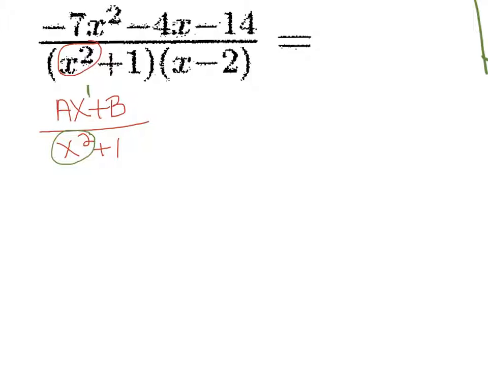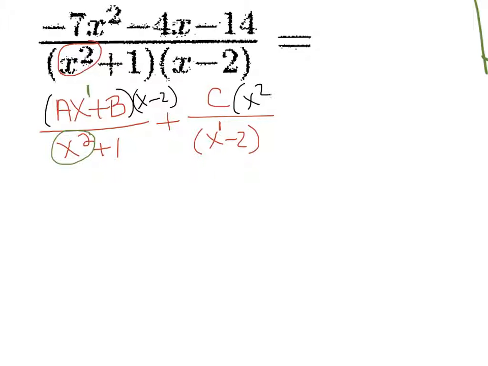Okay. And then we can say plus, and then the other factor was x minus 2. So the numerator here, since this is linear, we could just put a c. You just keep going along the alphabet. Now, what would you have to do to get a common denominator? This is the easy part. In this numerator, we would have to multiply by x minus 2, and in this numerator, we have to multiply by x squared plus 1, to get x squared plus 1 times x minus 2.